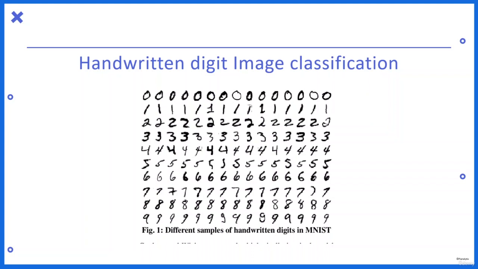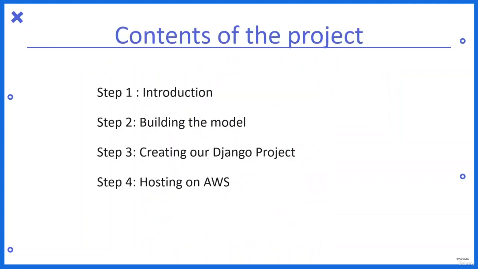So let's get started. I'm going to go through the contents of the project, which includes a brief introduction of what we are going to do in this project, then the models that we are going to build, creating our Django website right through the Django framework, and lastly, hosting this particular website on AWS.